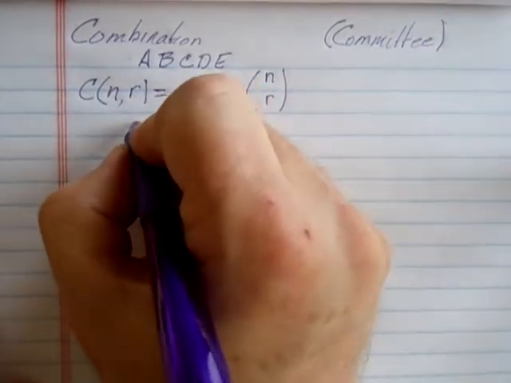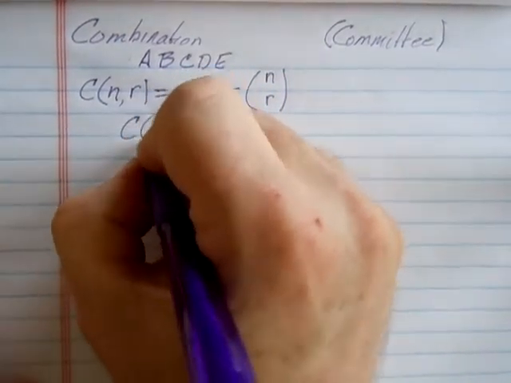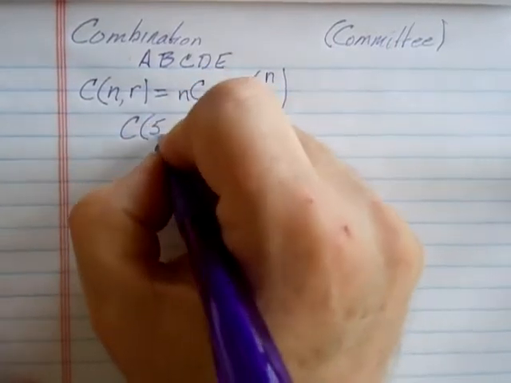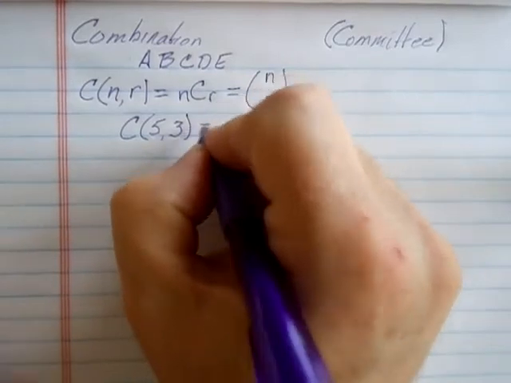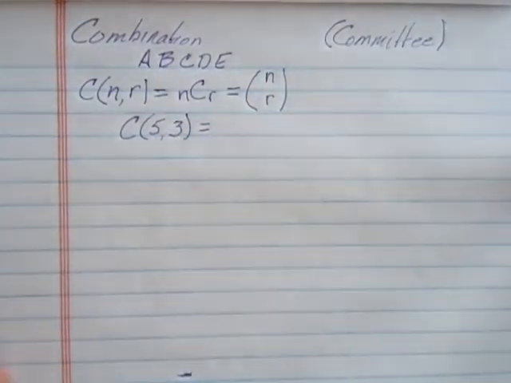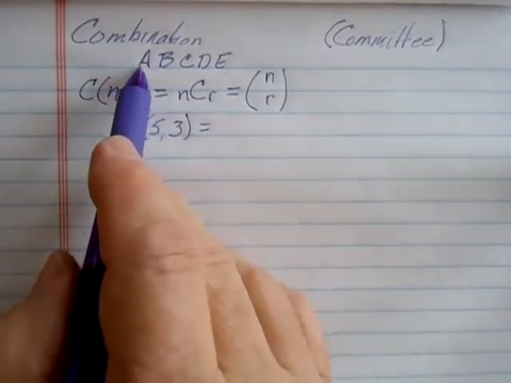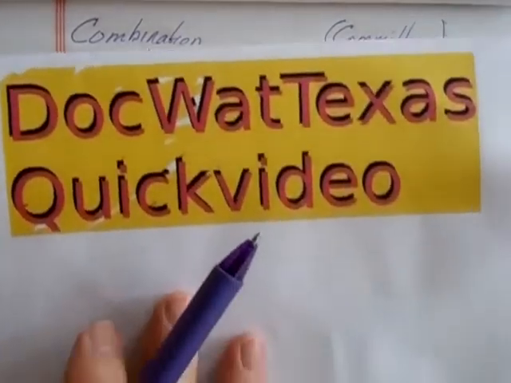Okay, so in our case, we're interested in out of 5 things, we want to choose a committee of 3. I would suggest that you stop the video here for a few minutes and list all the committees of 3 that you can make out of those 5. So pause for a moment.